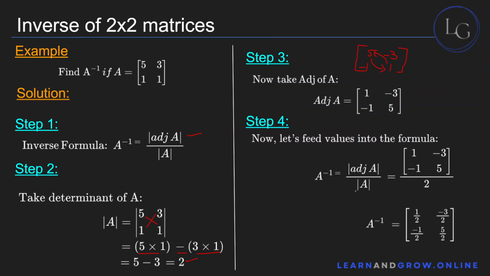So to find the inverse of A, you divide the adjoint of A by the determinant of A. And how you do that is basically simple. You divide each and every entry of the adjoint of A by 2. So 1 divided by 2, minus 3 divided by 2, minus 1 divided by 2, and 5 divided by 2. And that is the inverse of A.